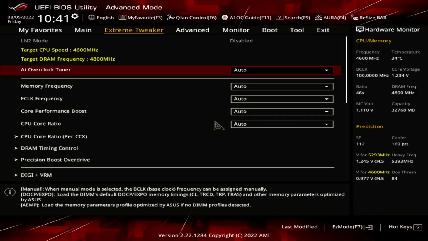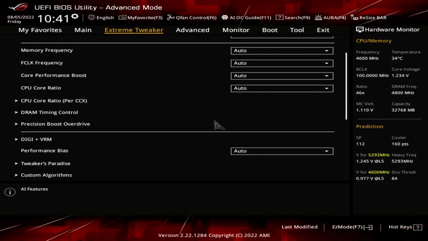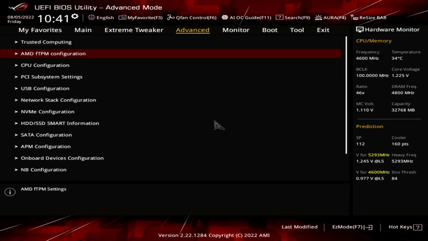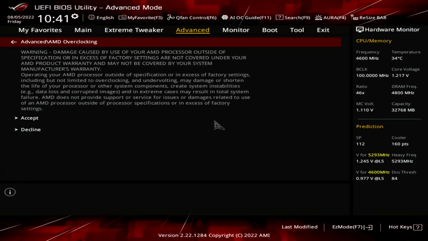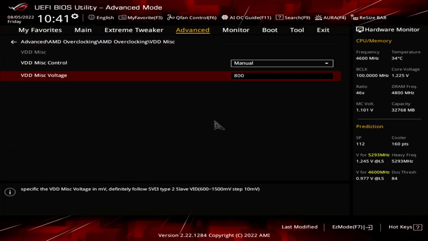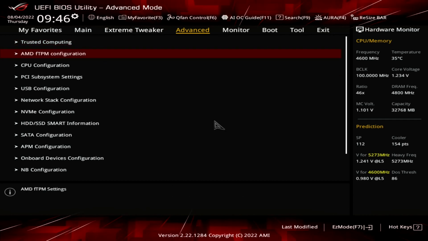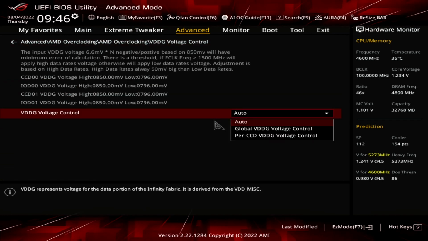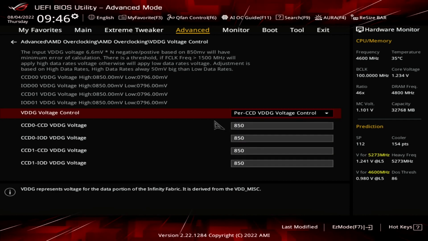In the Asus ROG BIOS, you can configure the VDDCR miscellaneous voltage rail in the Extreme Tweaker menu. Alternatively, you can adjust the voltage by accessing the AMD Overclocking VDD Miscellaneous 1 submenu. In the Asus ROG BIOS, you can configure the VDD-G voltage by accessing the AMD Overclocking VDD-G voltage control submenu.